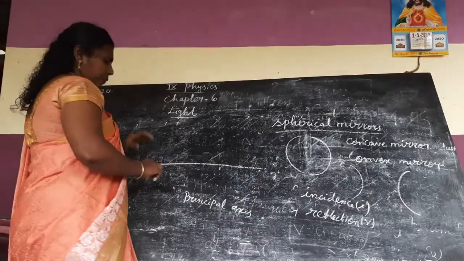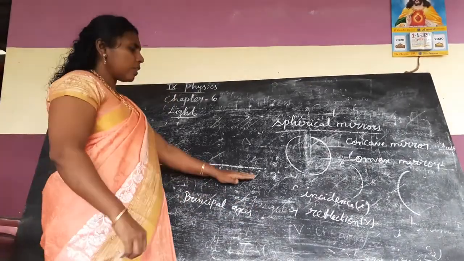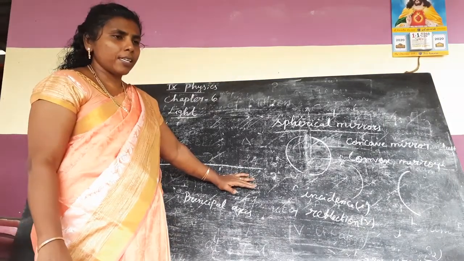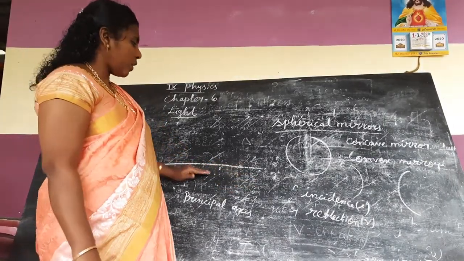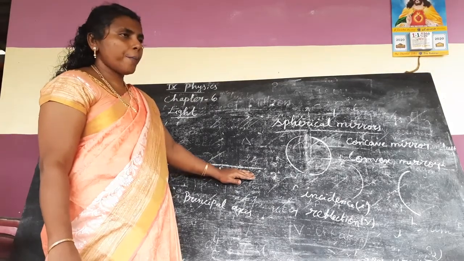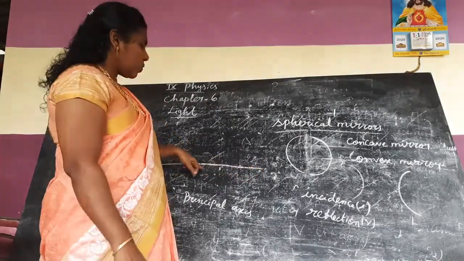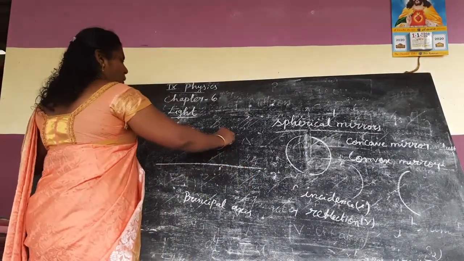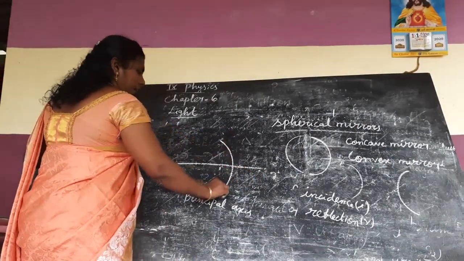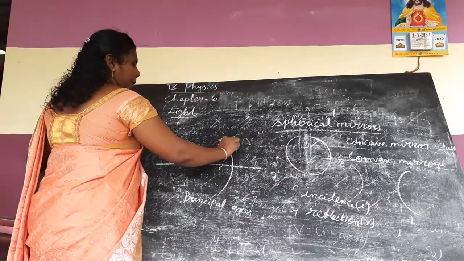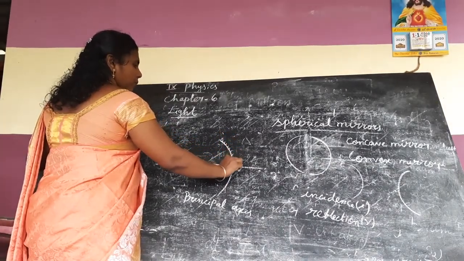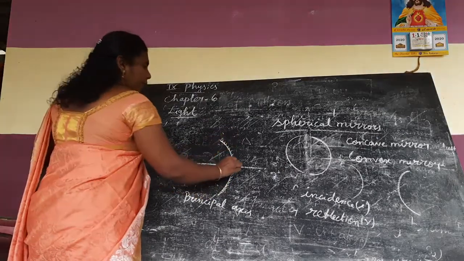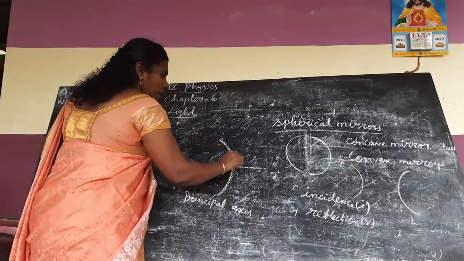So draw a horizontal line. This line is called what? Principal axis. Did you draw, students? Take scale, pencil and draw a line. This line is called what? Principal axis. Now draw a concave mirror. This is the concave mirror. So what is this mirror called? Concave mirror.